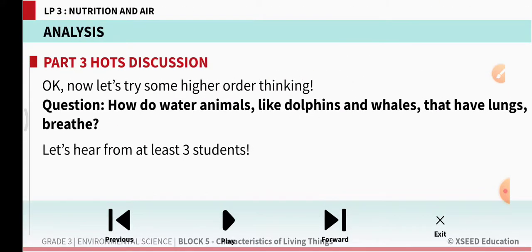Now there are some water animals, right, aquatic animals. We learnt before what the water animals are. How do water animals like dolphins and whales that have lungs breathe? They have lungs, right? So how do they breathe?